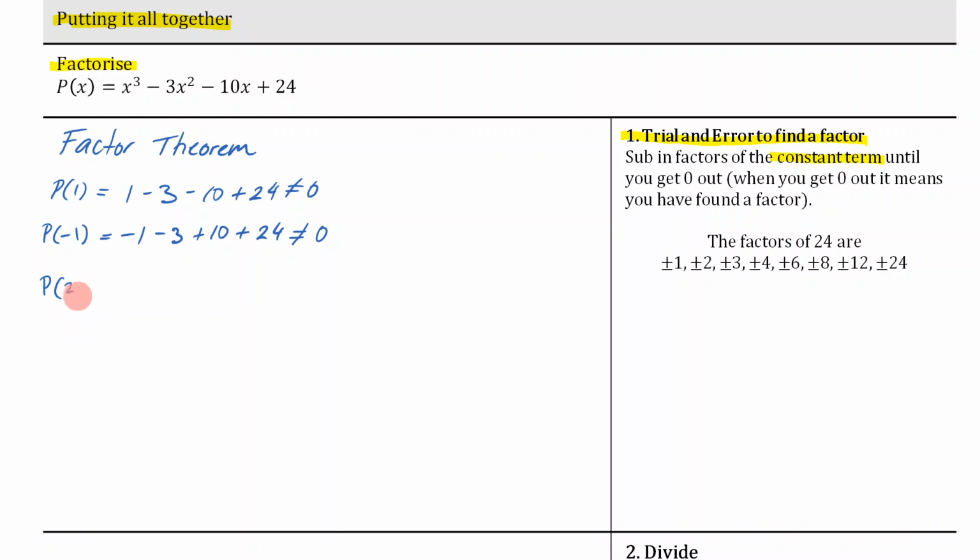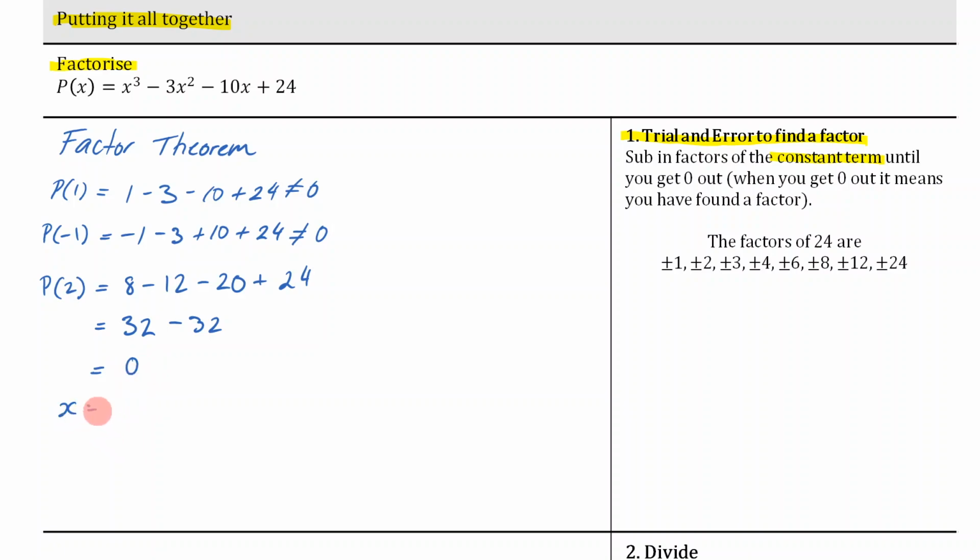Now I'd go p of 2. Now if I was to do this, I would get 2 cubed is 8, minus now 2 squared is 4, 4 threes are 12, minus 20, plus 24. Let's give this a go. Let's see what happens. Oopsie daisy. I've got 8 and 24, and if I was to add those together, that would give me 32, and I get negative 12 and negative 20. That's going to give me negative 32. Would you look at that? If I sub p of 2 in, so if I let x equal 2, that means I get 0 out.